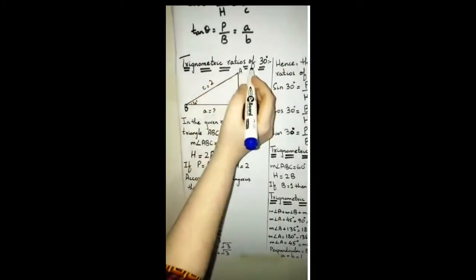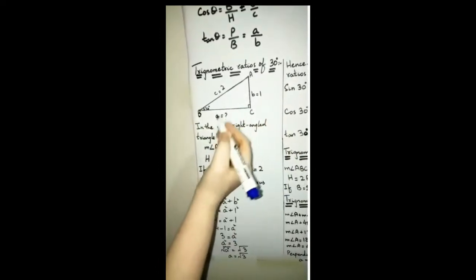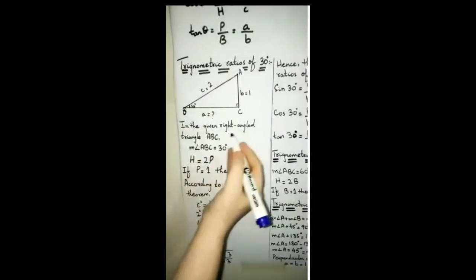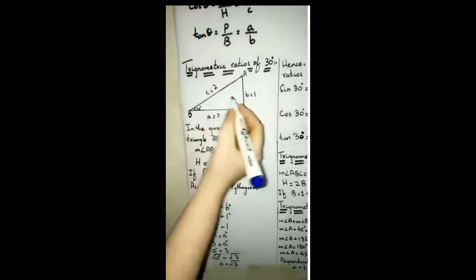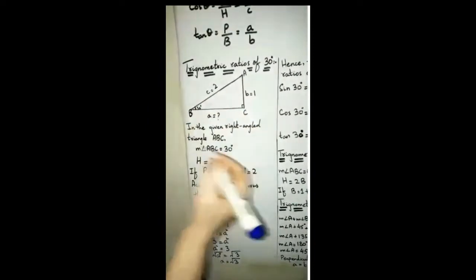Trigonometric ratios of 30 degree, 45 degree and 60 degree. We can find these ratios if the measure of the right angle triangle is given. Consider trigonometric ratios of 30 degree. Firstly, draw a right angle triangle with angle 30 degree. Triangle ABC is the triangle we are going to study in this question. In the given right angle triangle ABC, measure of angle ABC equals 30 degree.